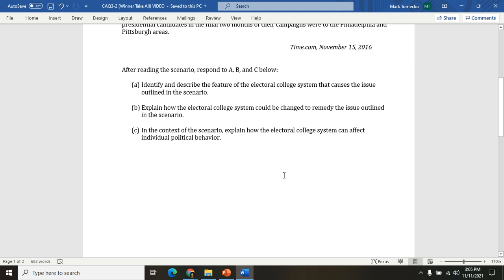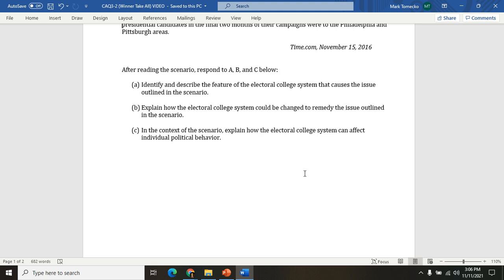In the context of the scenario, explain how the Electoral College system, as it is now, can affect individual political behavior. Now, I'm glad I'm sharing this sample question with you, because as I've used this one before with students, or I've used some of these words with students, I've seen a lot of common mistakes. This phrase, individual political behavior, is probably never going to appear on a blue sheet. It's not going to be in Quizlet. It may never appear in the textbook. But yet, it's assumed that you know what that means.